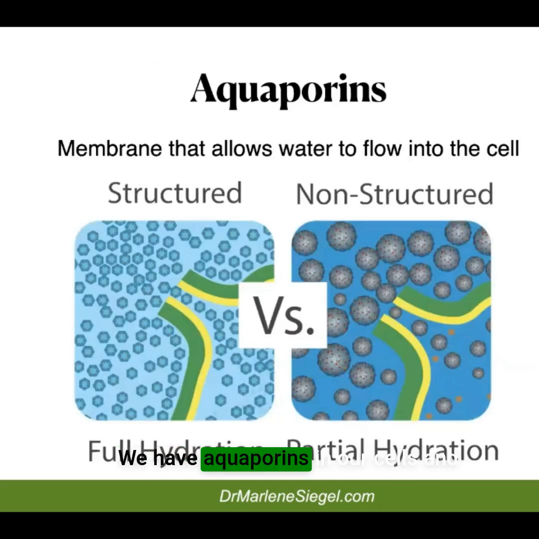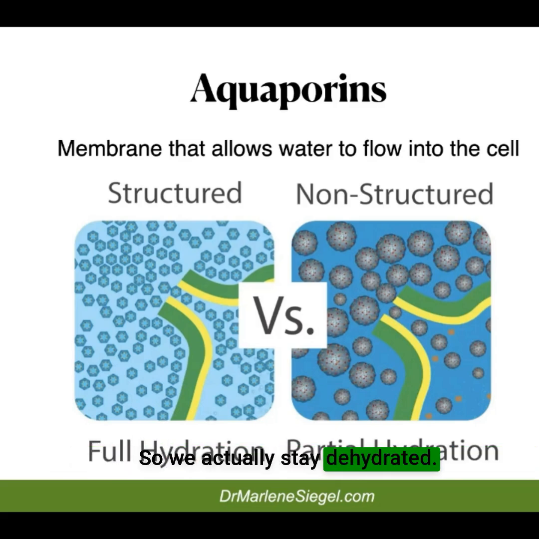We have aquaporins in our cells, and these are the little holes that allow that structured water to come into the cell. And I think it's pretty fascinating that it understands that it doesn't want to have everything come into the cell. It only wants the right size molecule, the structured water, to enter the cell. So when we are drinking tap water or unstructured water, our body has to mechanically convert that into structured water so that it can actually get into our cells. Well, that takes a lot of metabolic energy, and sometimes we don't do it very efficiently. So we actually stay dehydrated.